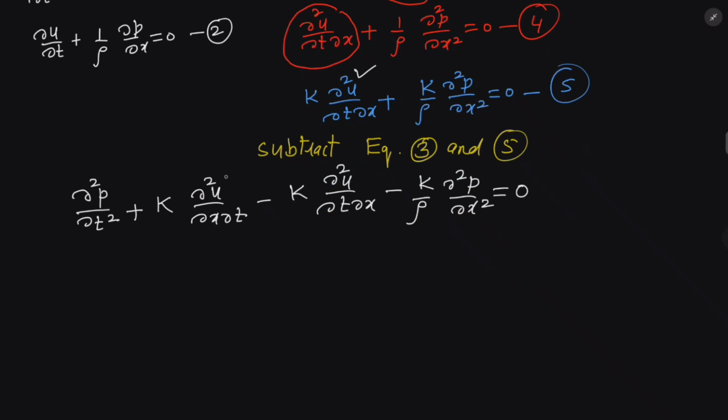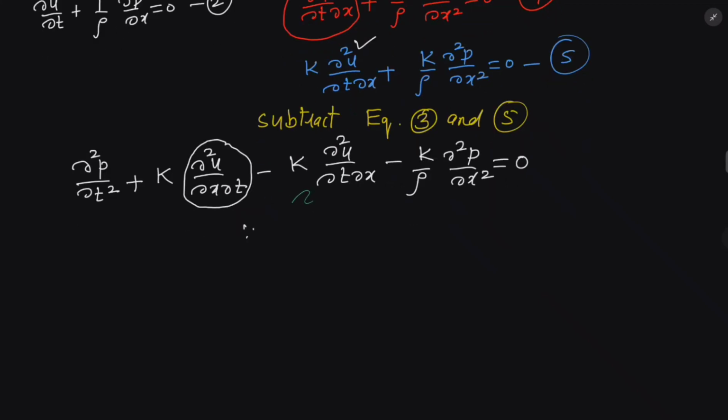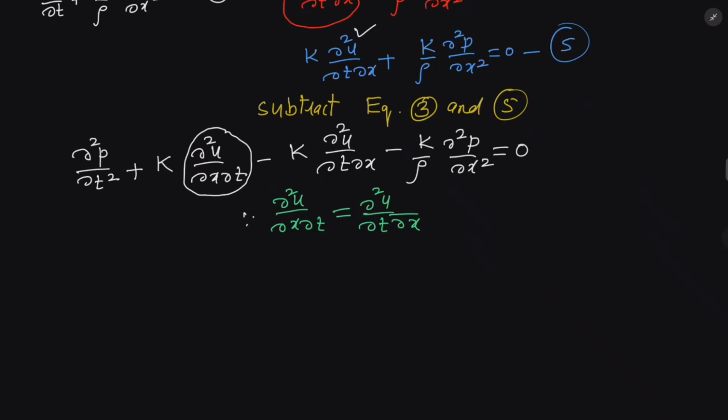Now you can see that the order of this mixed derivative is different in the two terms, and u is continuous. According to calculus, if u is continuous and its partial derivatives are continuous, then the order of differentiation does not matter and both terms are equal. So this term will be cancelled out.